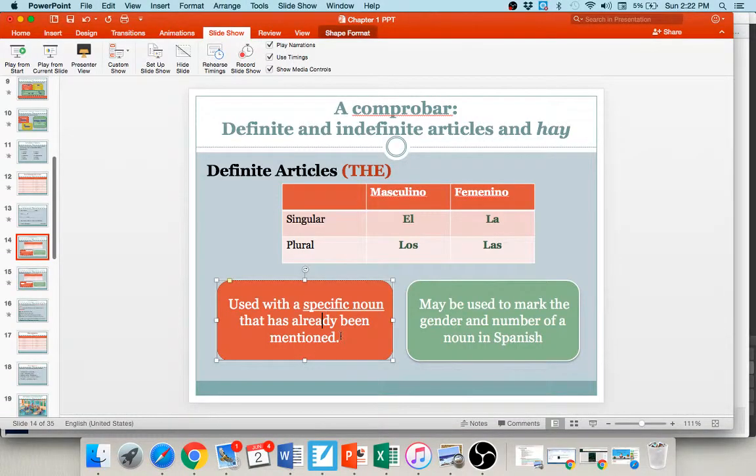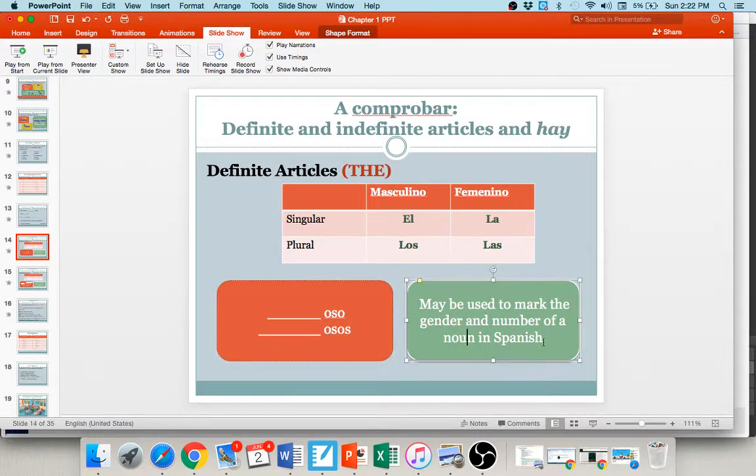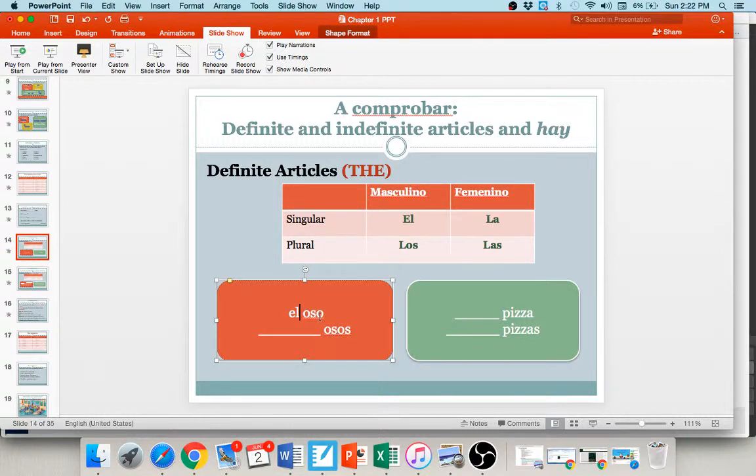Okay, so I'm just going to clear this out for a second. Let's say I gave you something like oso, and then osos, and pizza, and pizzas. Well, you know that oso ends in an O. Is that masculine or feminine? We talked about before, words ending in an O are usually masculine. Well, is it singular or plural? It doesn't have an S on it, so it's singular. So for a word that's masculine and singular, I should use el. So there's one bear here, el oso.